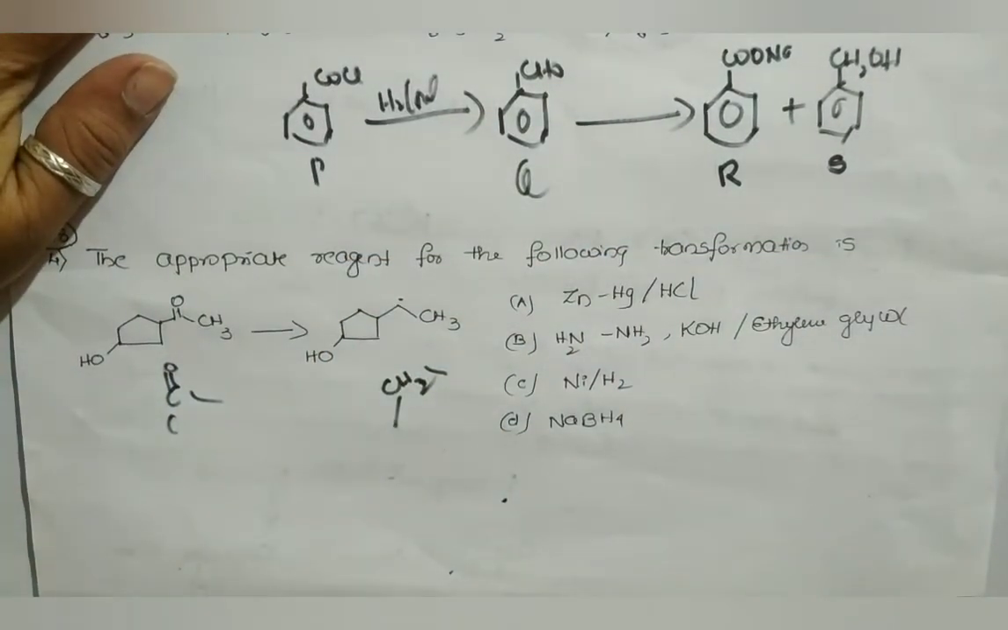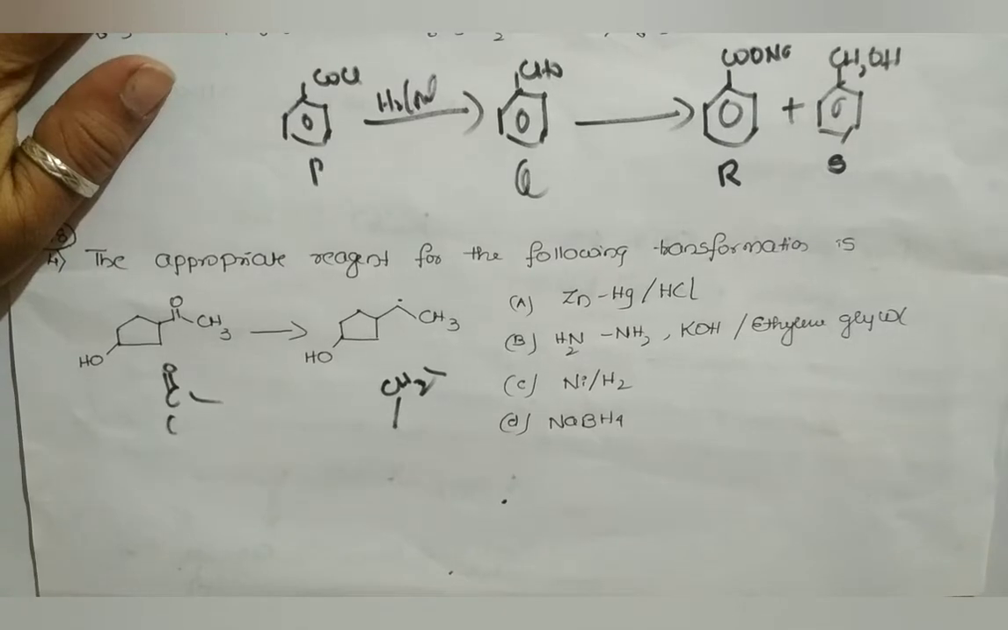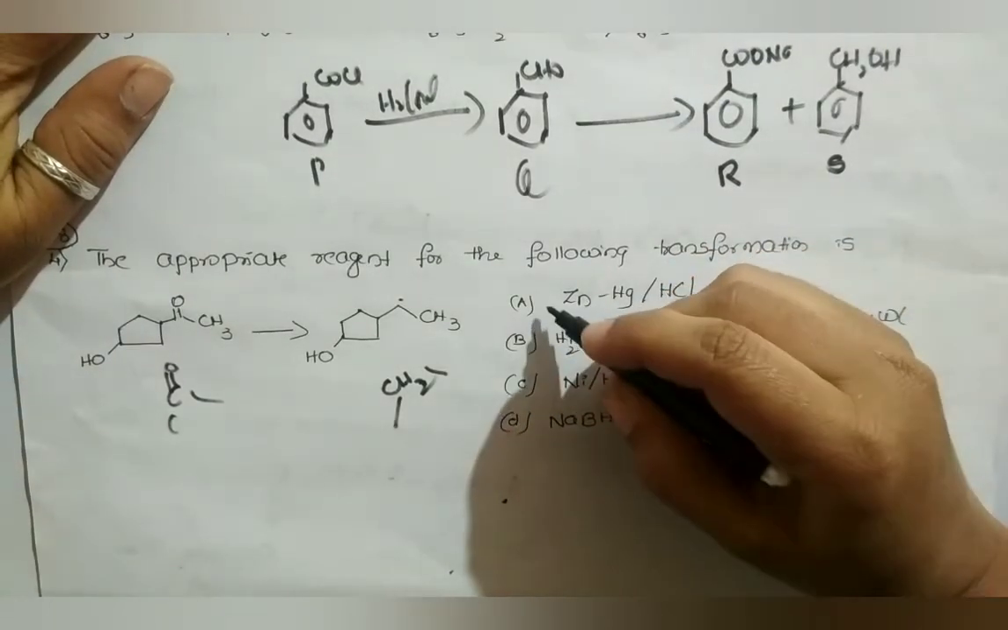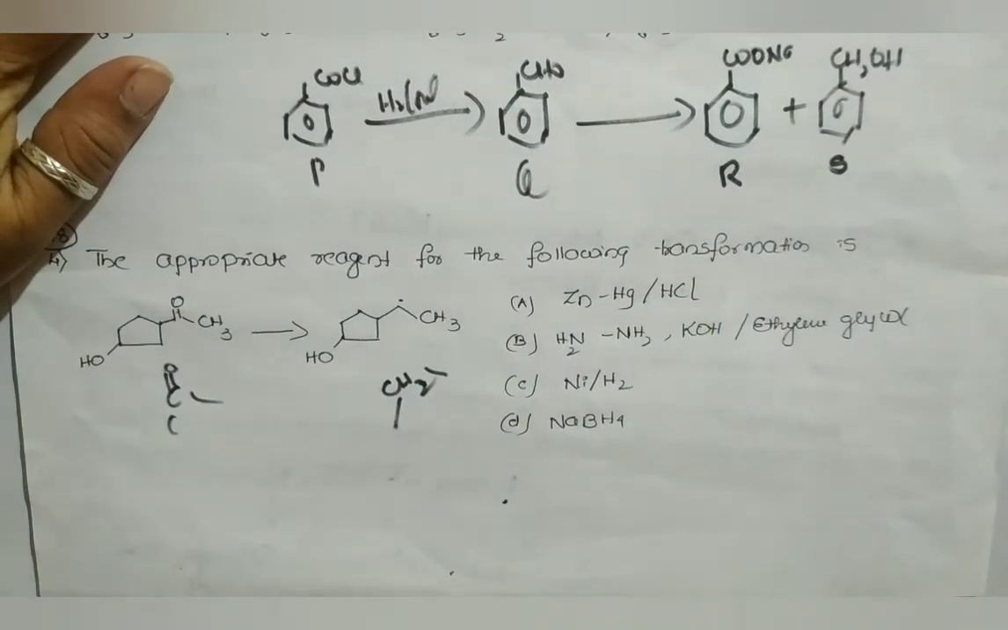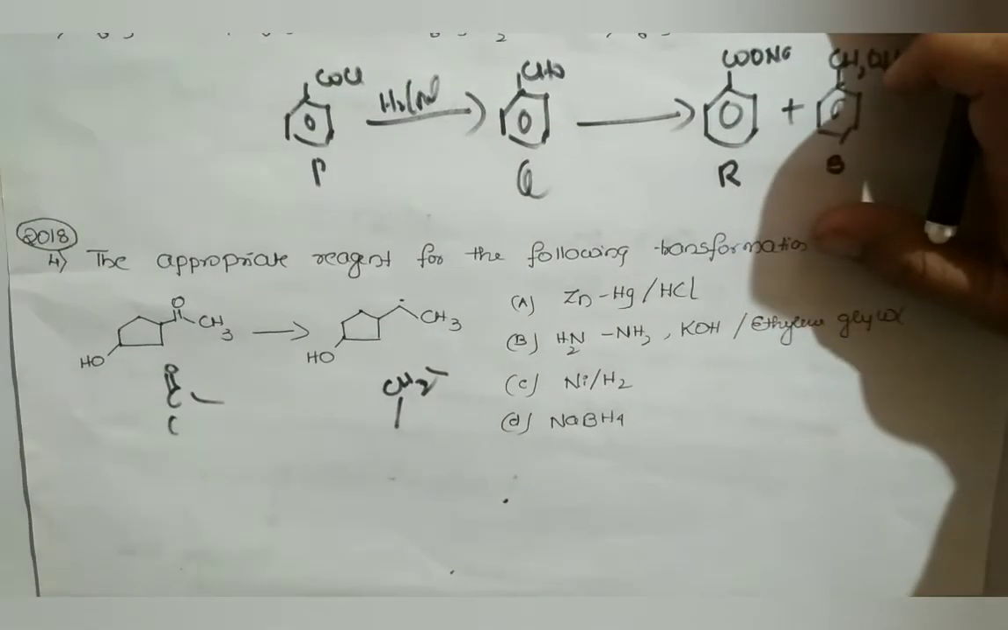So what is this, students? It is simply a reduction process. Reduction means addition of hydrogen, removal of oxygen. We have studied some of the named reactions in the previous video, which I'm going to mention in the description box. Please follow that link. This is either the Clemmensen reduction reaction or the Wolff-Kishner reduction reaction. The ketone group, the carbonyl group you could say, is converted into the respective hydrocarbon. So out of the 4 options, we are sure that it is either A or B. Now the question comes, which is the correct answer?